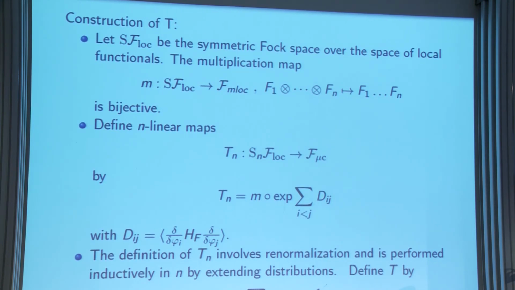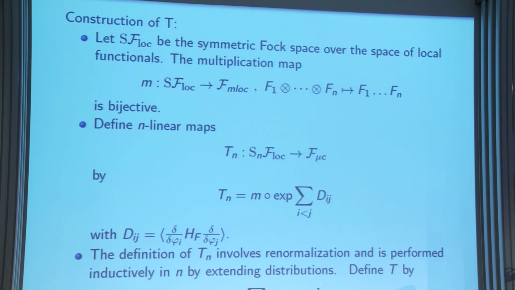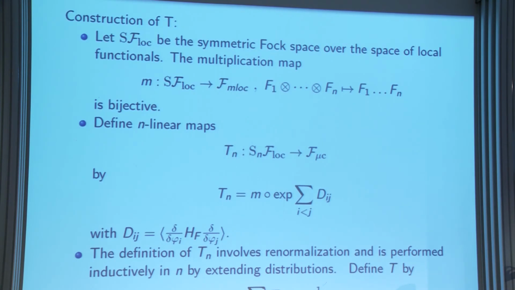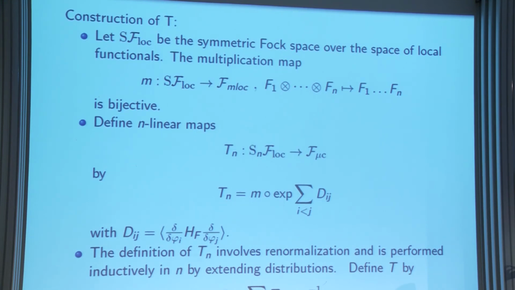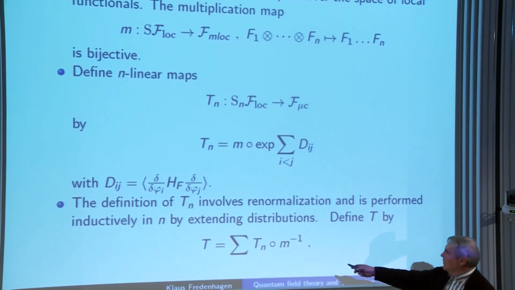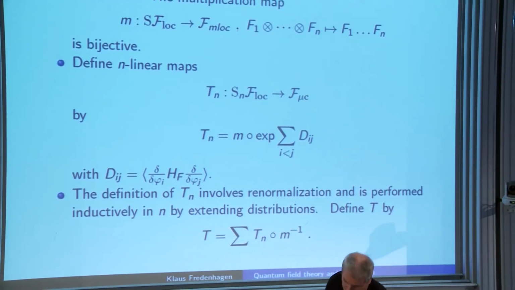What is important is that this multiplication map turns out to be bijective. This is a little bit surprising because in the Fock space you have functions of different field configurations, and at the end you have functions of one field configuration. But due to the smoothness of the local functionals, so the local functionals are singular on the diagonal, but smooth along the diagonal, so they're singular transversal to the diagonal, this allows us to construct the inverse of M. And at the end, you can define this time ordering operator just by the direct sum of these maps T_n composed with the inverse of M.